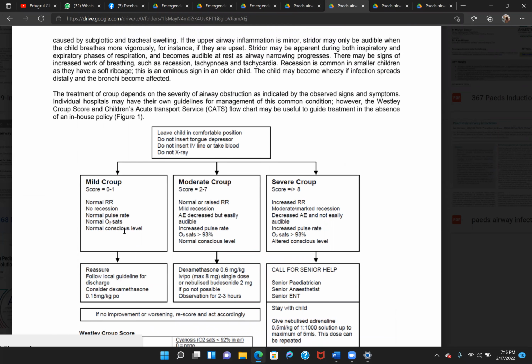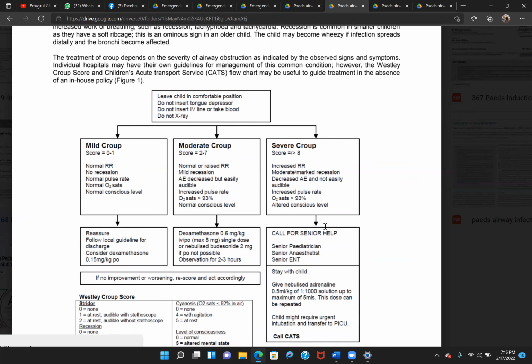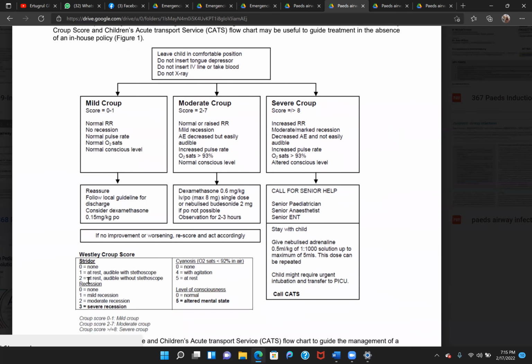There are so many details of every subject, so I'm just giving you a hint of the basic core knowledge. The rest of the things anyone can read from the books, because this is the croup score. I don't think it's that important. They have written the croup score here, and this will be according to severity. You see they have stridor, recession, cyanosis, and level of consciousness.